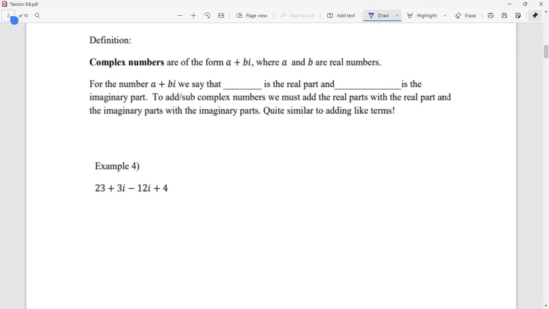Definition: complex numbers are of the form a plus bi, where a and b are real numbers. For the number a plus bi, we say that a is the real part and bi is the imaginary part. To add or subtract complex numbers, we add the real parts with the real parts and the imaginary parts with the imaginary parts, quite similar to adding like terms. For example, if you have 3x plus 5x, you would just tell me the answer is 8x. Same thing with imaginary numbers. Let's say 3i plus 5i, you would say your answer is 8i. So it's very similar to collecting like terms.